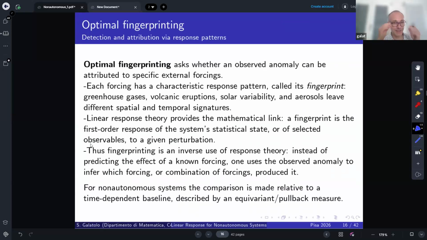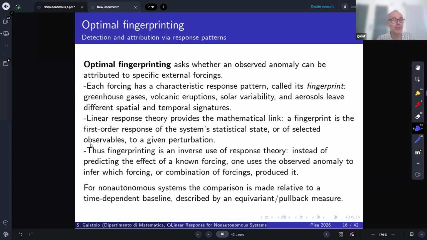And as a last application, I want to mention the optimal fingerprinting, or the fingerprinting problem, which is a problem like this. You see a change in the system, you don't know what caused this change, because in the applications you see some observable that starts evolving in a different way from how it was evolving previously, but you don't see the real system in all the details.